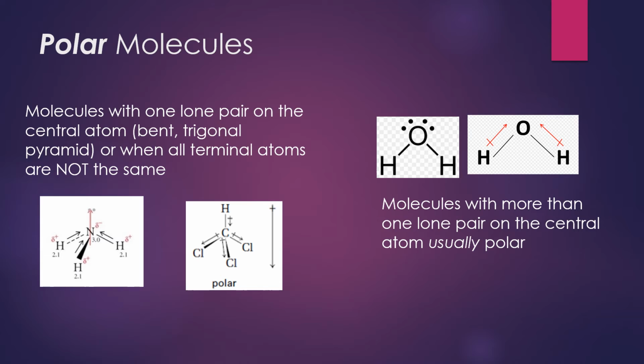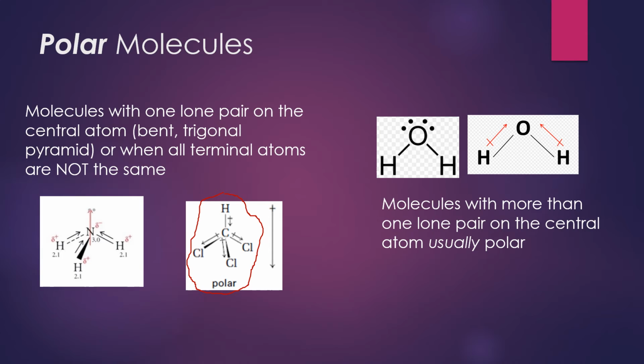So now let's look at some rules we can apply to figure out if a molecule is polar. Molecules that have one lone pair on the central atom, or when all terminal atoms are not the same. We've looked at this second example already, the no lone pair example. When we replaced the chlorine with a hydrogen, we said, okay, now it's polar. But the first part of this rule says if there's a lone pair, no matter what, if you see a lone pair on a central atom, it's going to be polar. So you don't even have to know the shape yet. You can just have the Lewis structure and see, hey, there's a lone pair, it's polar.